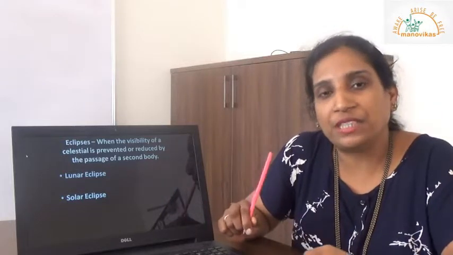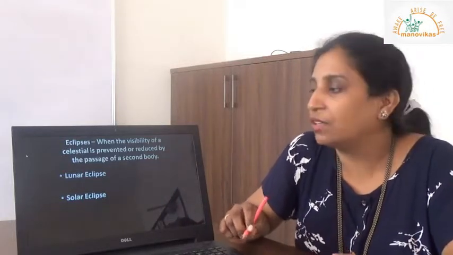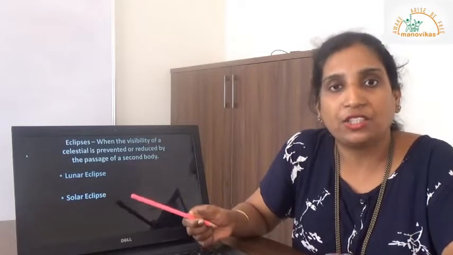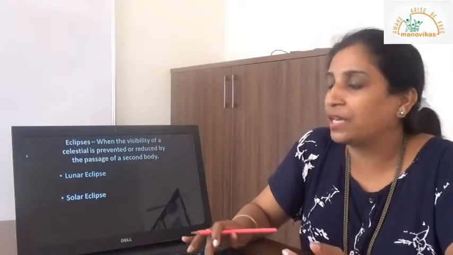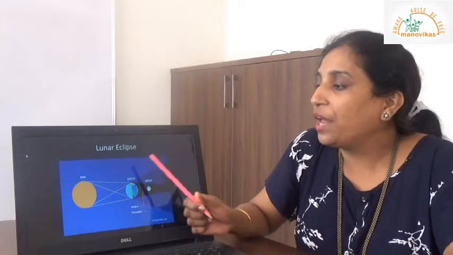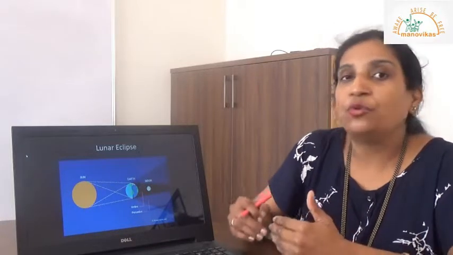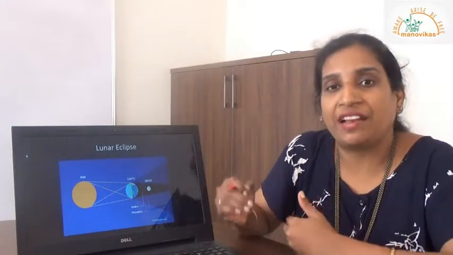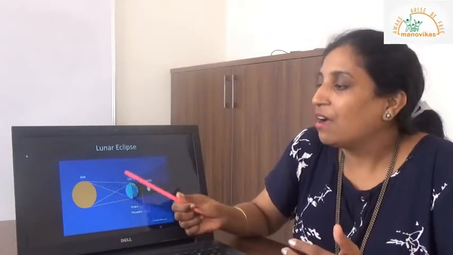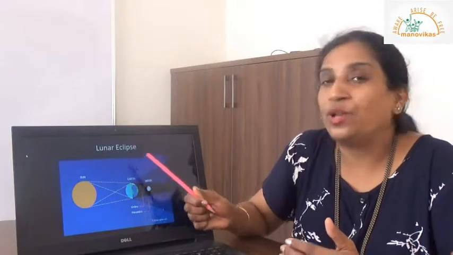So there are basically two types of eclipses which happen on the earth. One is called lunar eclipse and the other solar eclipse. So let's see what is lunar eclipse and solar eclipse. A lunar eclipse is when the sun, then the earth and the moon come in a straight line. That means when the earth is between the sun and the moon, the light of the sun is blocked by the earth, correct? And this is called a lunar eclipse.